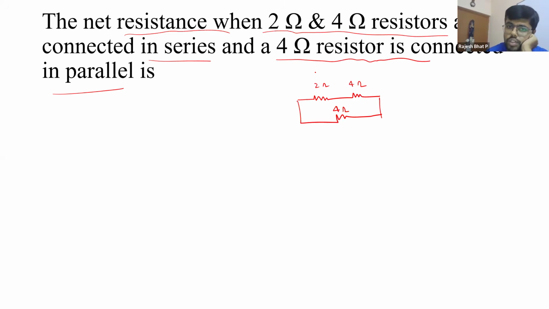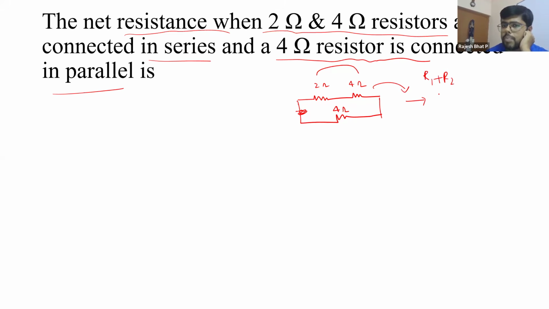Very simple. First of all, series. This is connected to a battery somewhere. Series means back to back. Series means continuous, the current will continuously run. Now these both are in series. So in any question asked, when both are in series, what is the equation? Very simple. Series means just add them up.